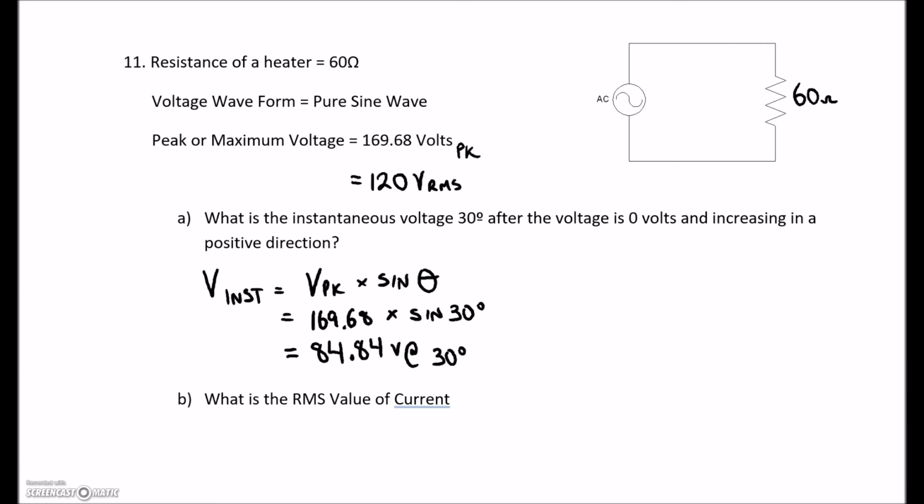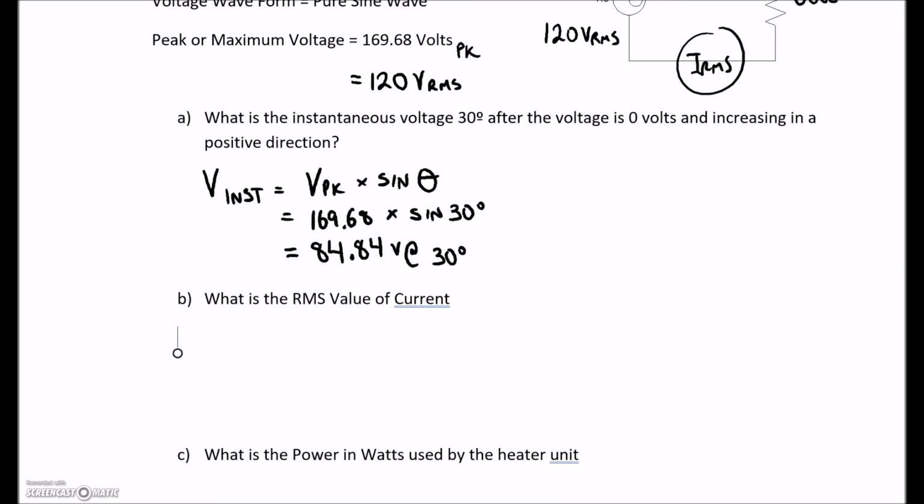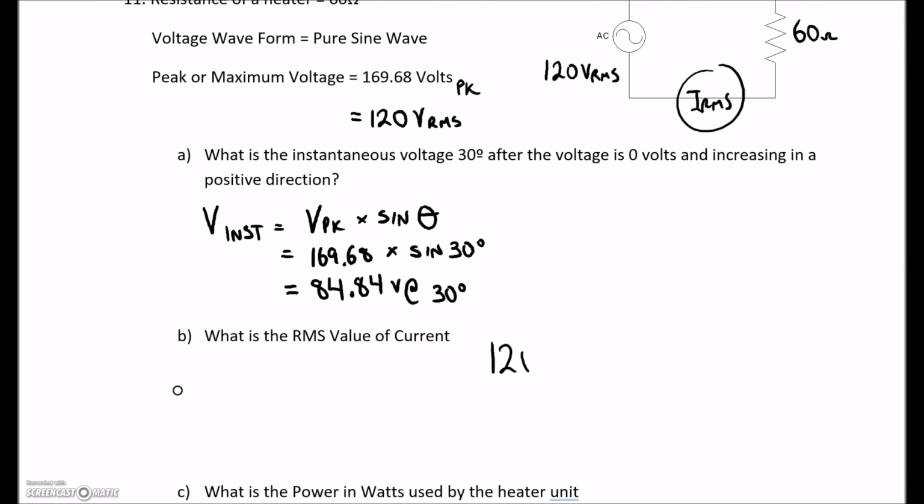So here we know that our voltage that's impressed across this is 120 volts RMS, and we're looking for the RMS current. Okay, well that is just basically Ohm's law, right? We have 120 volts RMS impressed across 60 ohms. And obviously the current is going to be 2 amps RMS. Okay? Nice and easy. Don't overcomplicate it.